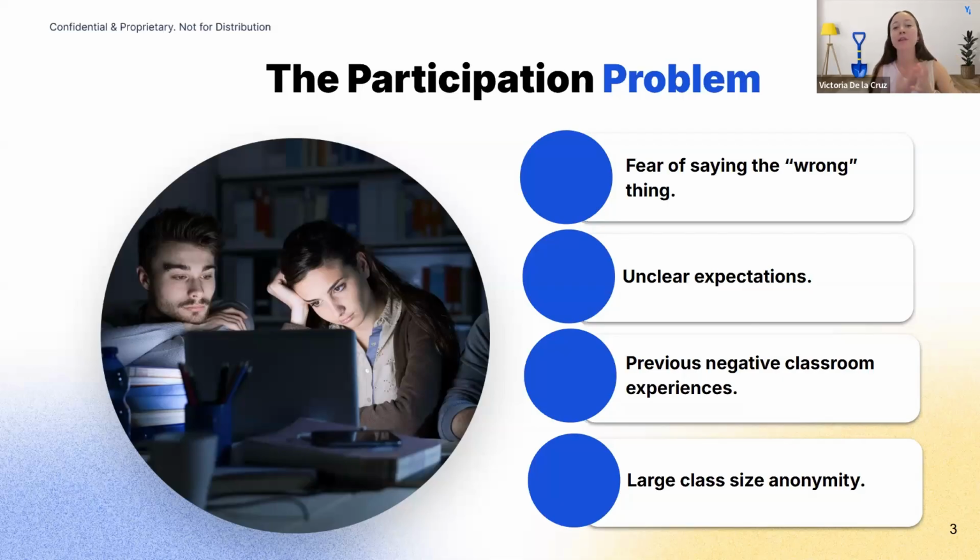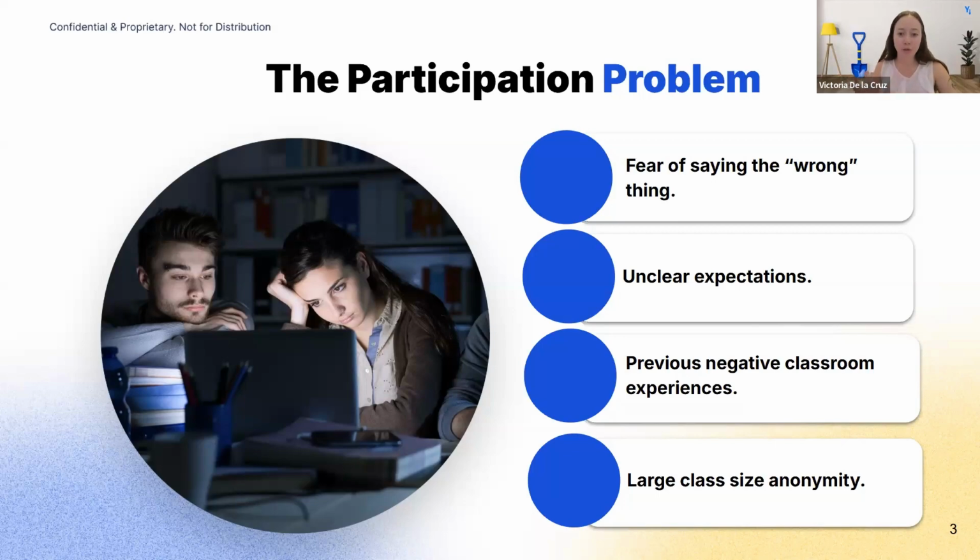Sometimes they have this fear of saying the wrong thing. Maybe it's a very large class, and they are a little bit shy. I need to participate, but what if I say the wrong thing? Maybe someone is going to laugh or it's going to be embarrassing, right? So that's one part of it. Not every single student is going to be completely brave about it. That's not reality, right?